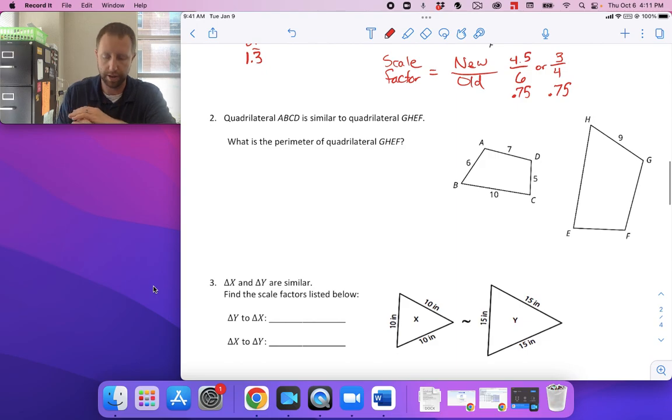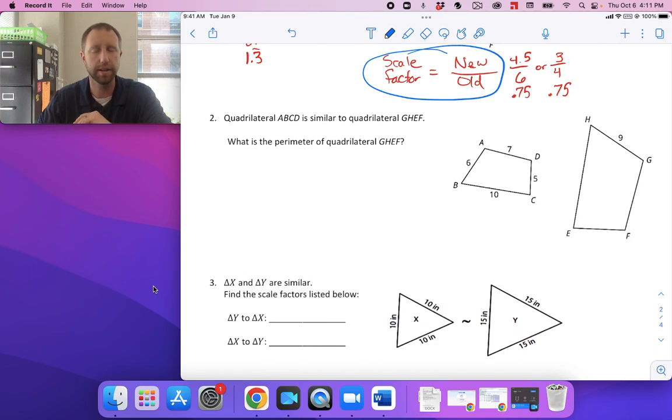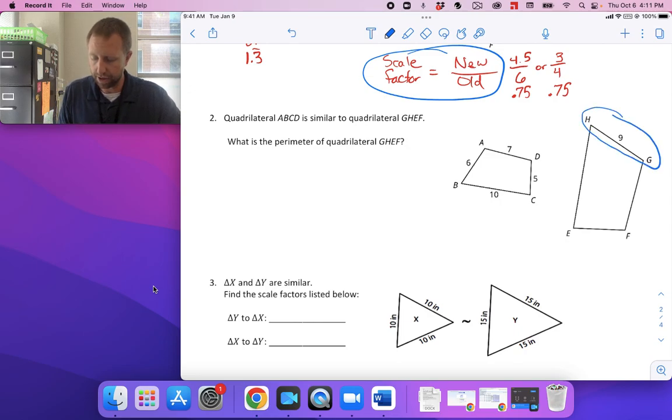I'm going to leave that there. I'm actually going to circle that in blue just so we can come back to it later. So for this one, it says quadrilateral ABCD is similar to quadrilateral GHEF. So them telling us that it's similar, we know it has to have the same scale factor for all of the sides, right? They've given us this side length, H to G, and this side length, A to D. Those are the corresponding side lengths, so those are the ones that I would use to find the scale factor.